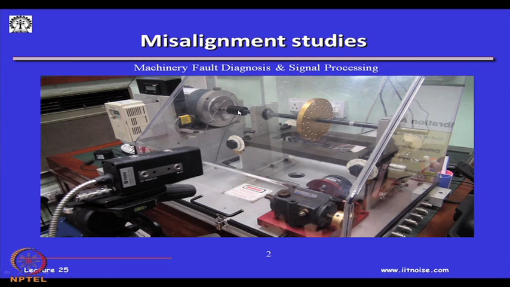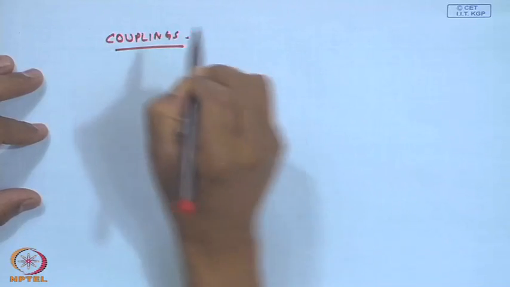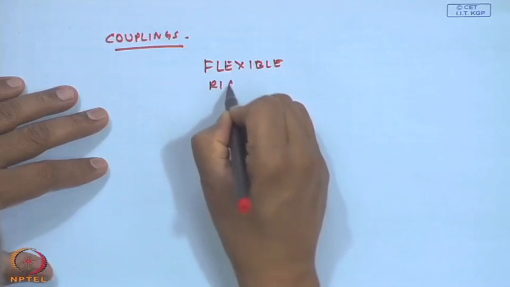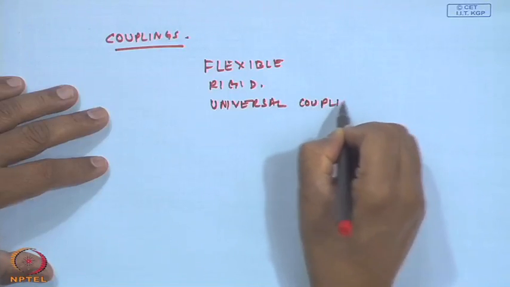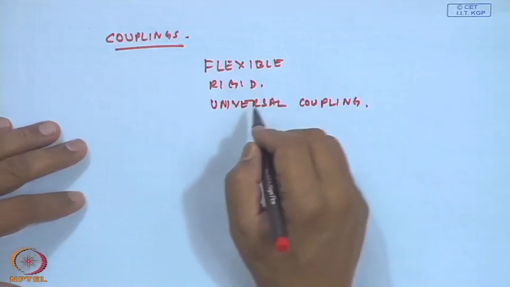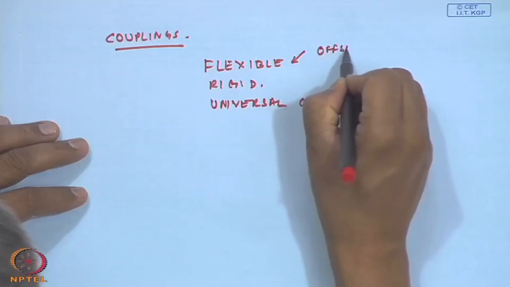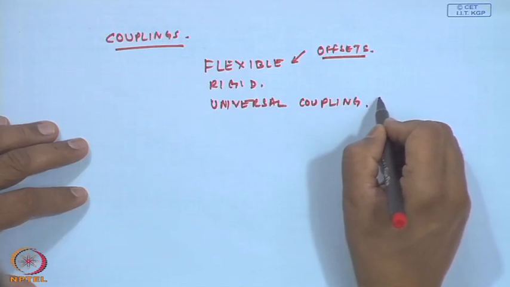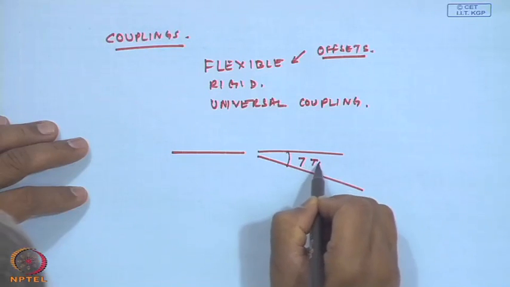Now, the amount of misalignment does depend on the flexibility of the coupling, and that is very, very important. Couplings play a major role in the prevention of misalignment. You would have heard of the flexible coupling, rigid coupling, or the universal coupling. Basically, in a flexible coupling, there are elastomer elements kept, which will take a small amount of offset. Offsets can be accommodated. Rigid couplings do not allow per se any offsets. But then there are universal couplings wherein these angles could be as high as 7 to 10 degrees.